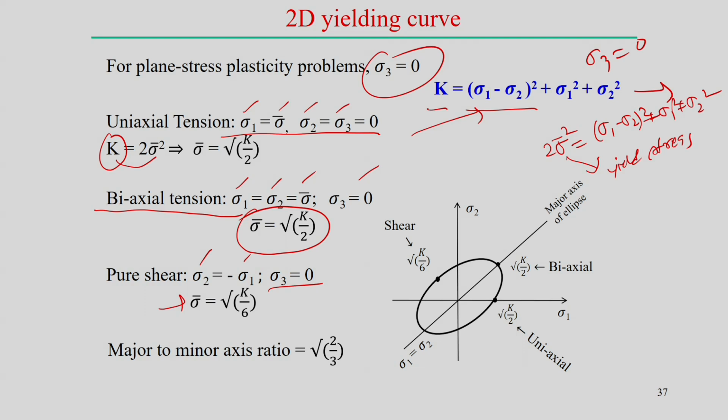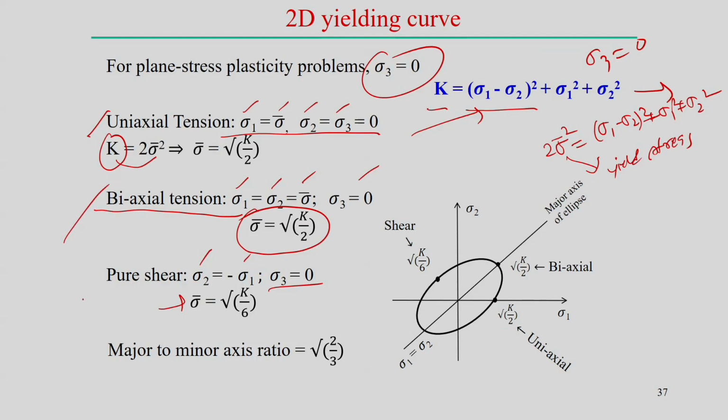Therefore, the K value or expression of this yield curve can be modified looking into the different types of experimental observation. For example, uniaxial tensile testing, biaxial, pure shear, in all these different cases K has a different value. Now, we can see this is the sigma 1 and this is the sigma 2 axis. This point represents the uniaxial, root over K by 2, and this represents the biaxial, and of course, for pure shear condition, this is the point, and this axis represents the sigma 1 axis.